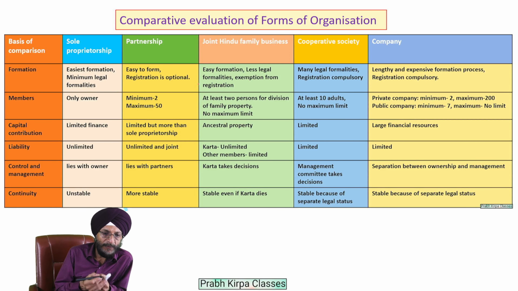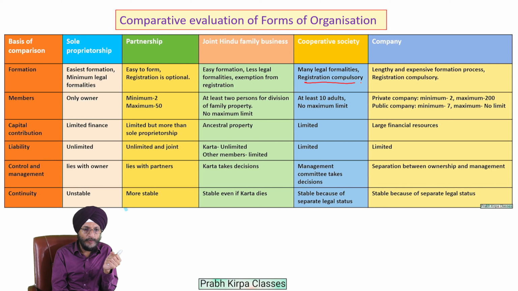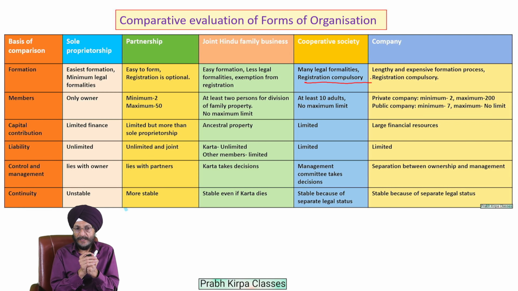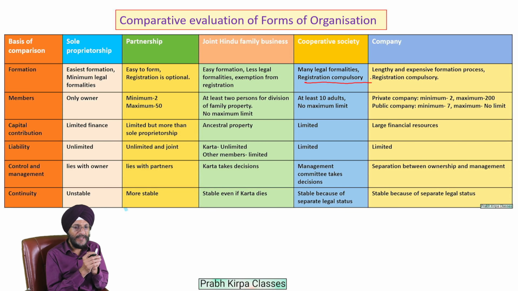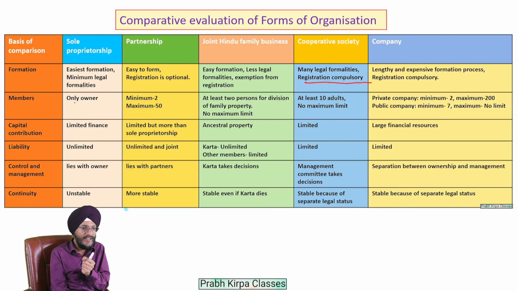In the case of cooperative society, many legal formalities have to be complied with and registration is compulsory. In the case of company, a very time consuming, lengthy and expensive process has to be followed and registration of the company is compulsory. In the case of sole proprietorship, only the owner is all in all. In the case of partnership, minimum two partners are required and the maximum can be 50. This is relevant in the case of India. In the case of other countries, the number of members may differ.